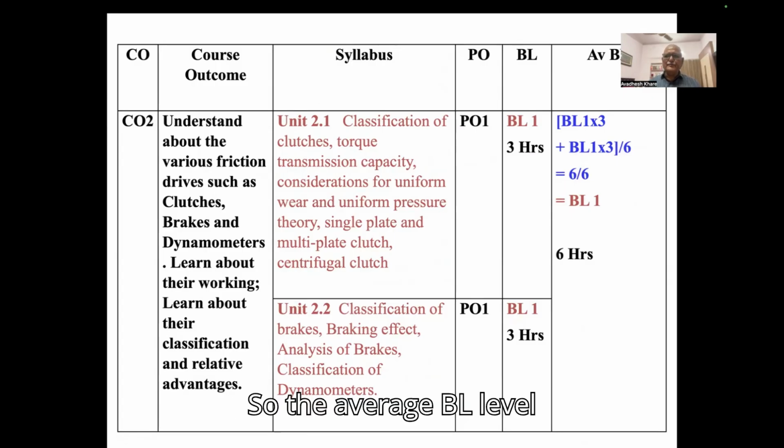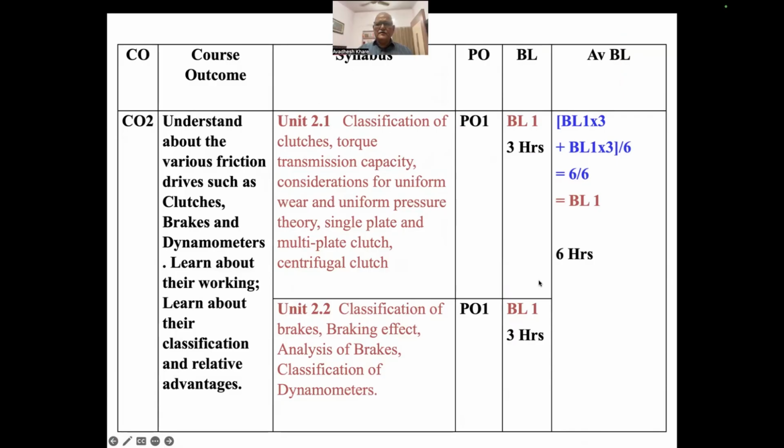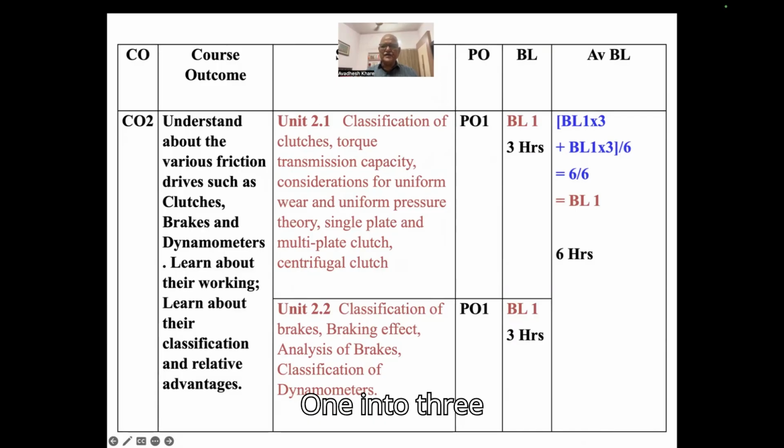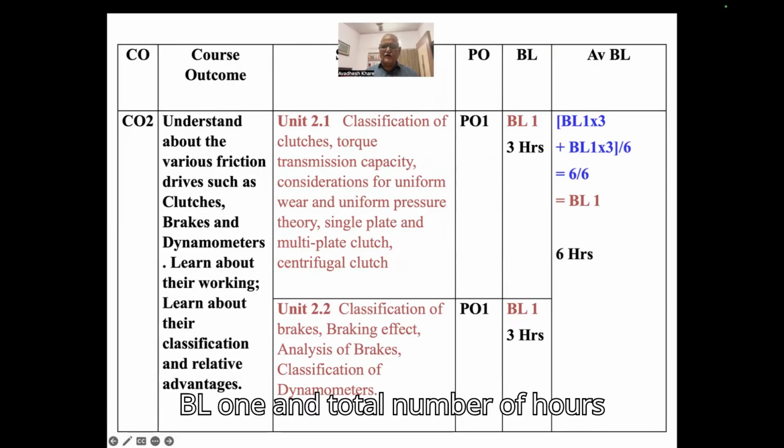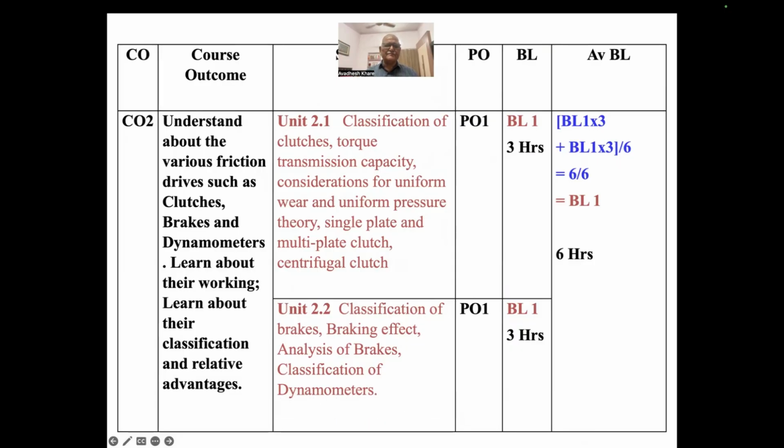So the average BL level at which unit 2 is delivered is BL1 into 3 plus BL1 into 3 divided by 6. This is BL1 and the total number of hours allotted is 6.